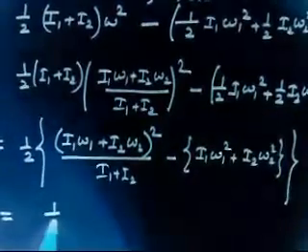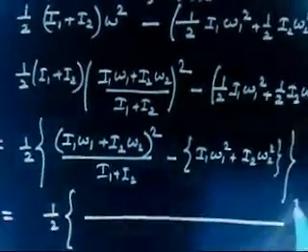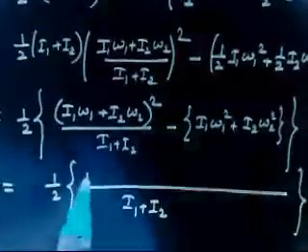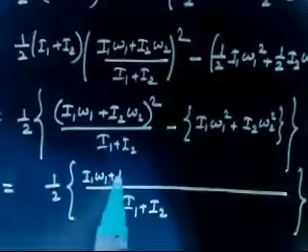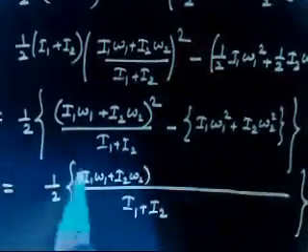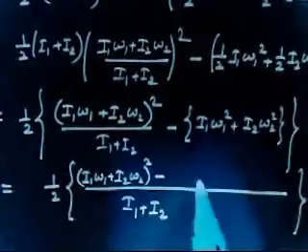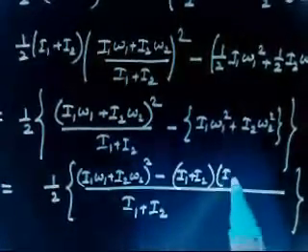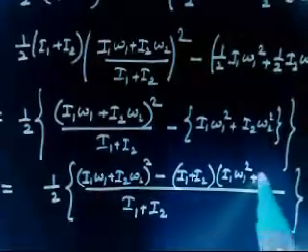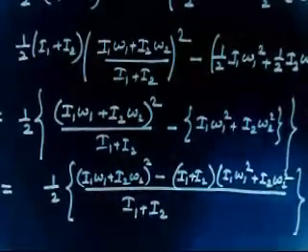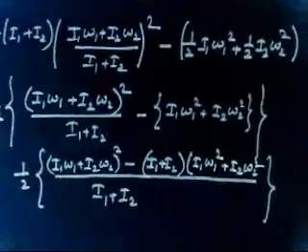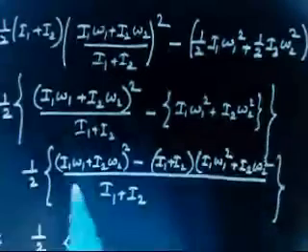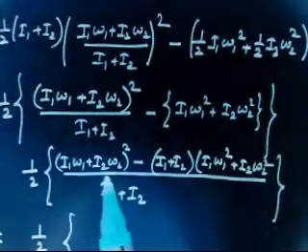Now let us say I1 plus I2 as LCM. So if I take I1 plus I2 as LCM, so I will have (I1 omega 1 plus I2 omega 2) whole square, minus (I1 plus I2) into (I1 omega 1 whole square plus I2 omega 2 whole square). Now this will be a half. You see, we will have I1 omega 1 square plus I2 omega 2 square.